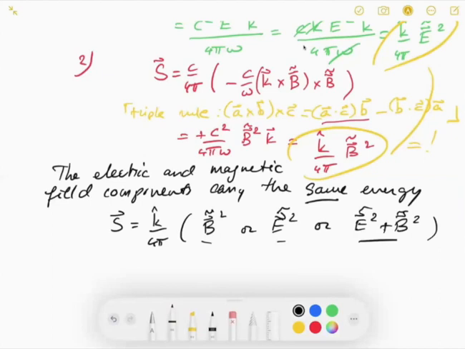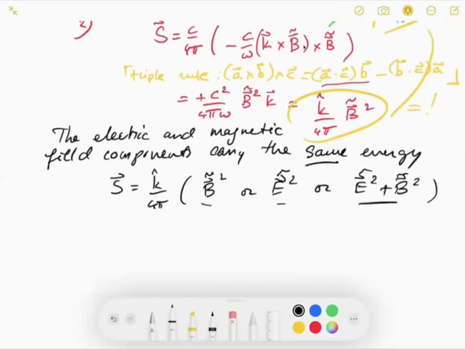This is incidentally one of the beauties of the Gaussian system, that these two field components, the E and the B components, have the same magnitude. If you were to do this in the SI system, there would be factors of C flying all over the place.